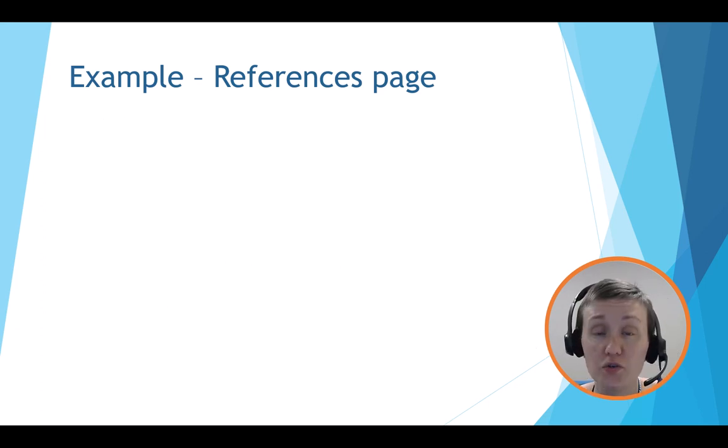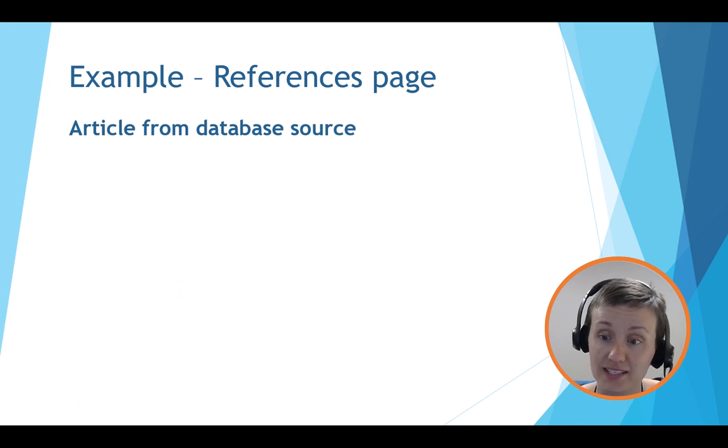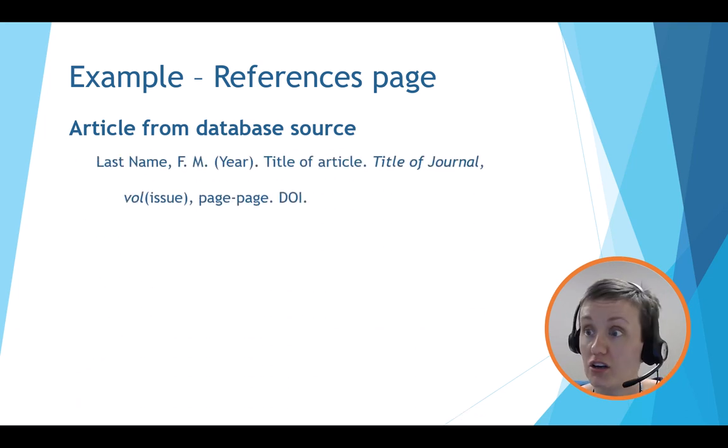You will also be using many database sources from the MCC library. Those citations should look like this. Author's last name, comma, first initial, middle initial, year of publication, title of article. It is not italicized, but it is lowercase. Then the title of the journal, which is capitalized and italicized. The volume number is italicized, and then the issue number is in parentheses, comma, and then the page range. Finally, you add the DOI, or digital object identifier, which is a stable or permanent link to the article.